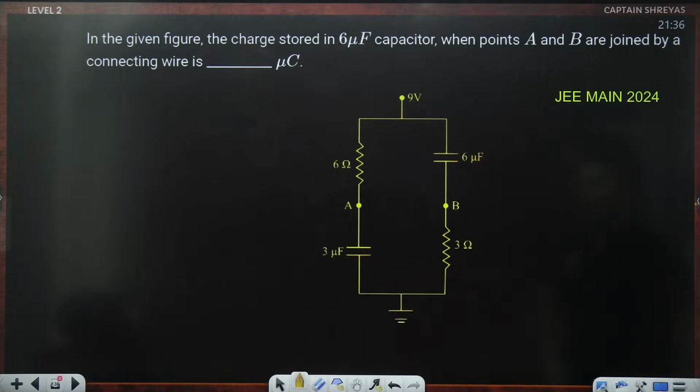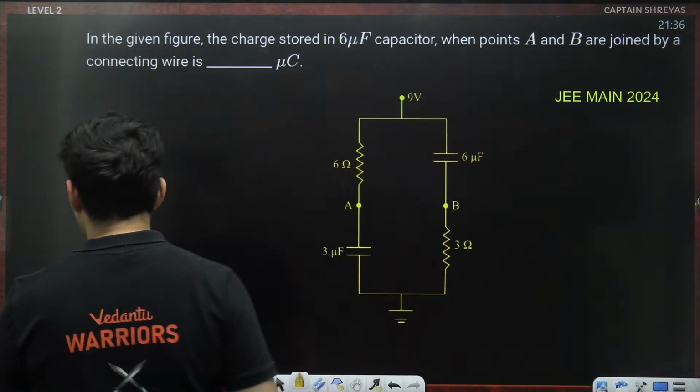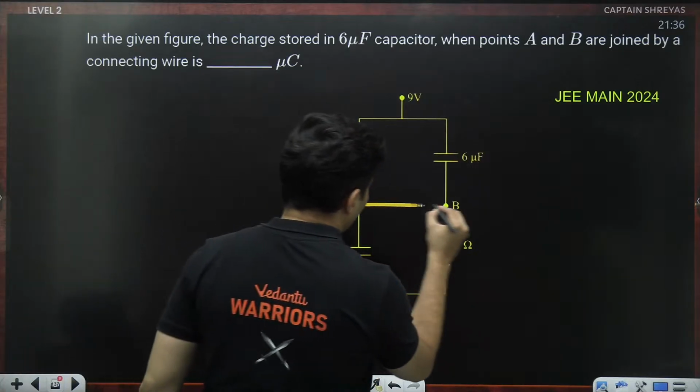Next one. In the given figure, the charge stored is 6 micro. When points A and B are joined by the wire, then what do you think will happen? Okay, let me redraw. Let me create a duplicate. I'm just connecting these points A and B.